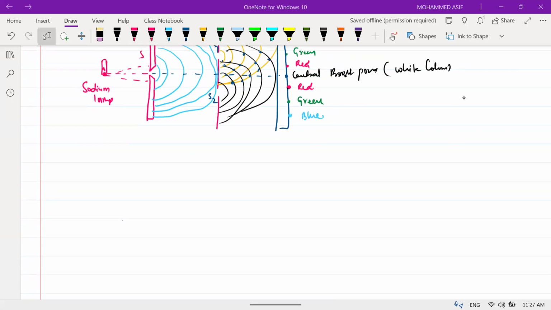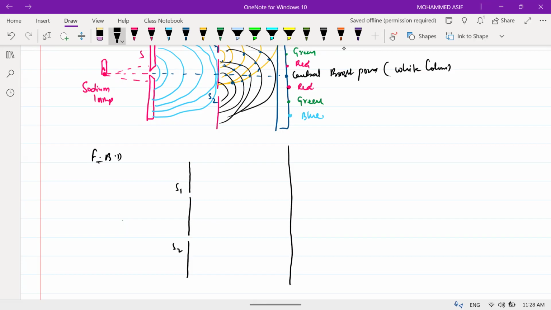If I take an FBD, free body diagram, roughly, this is a diagram which you should remember for doing numericals. This is S1, this is S2, and here there is a screen. In the central, there will be a maximum. From here, one source of light will be going like this and interfering somewhere here. I'm taking only one wave. If I draw a perpendicular here, this is the point of intersection.